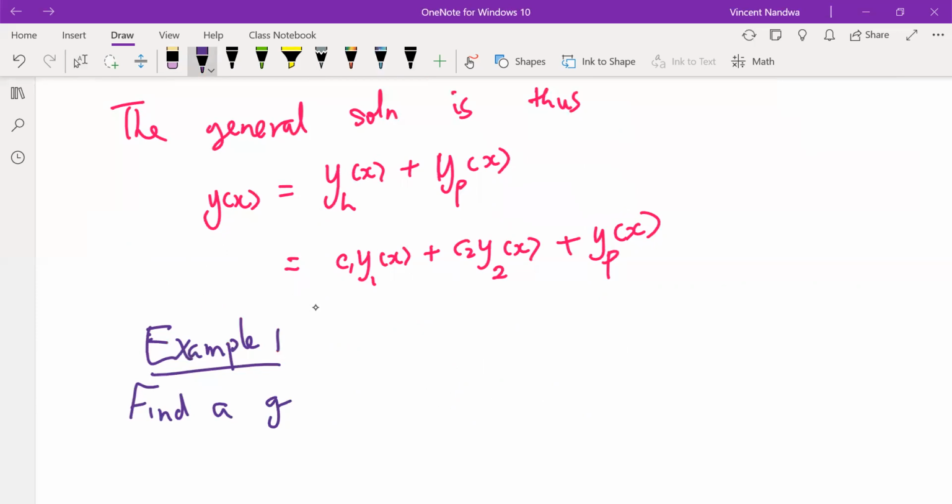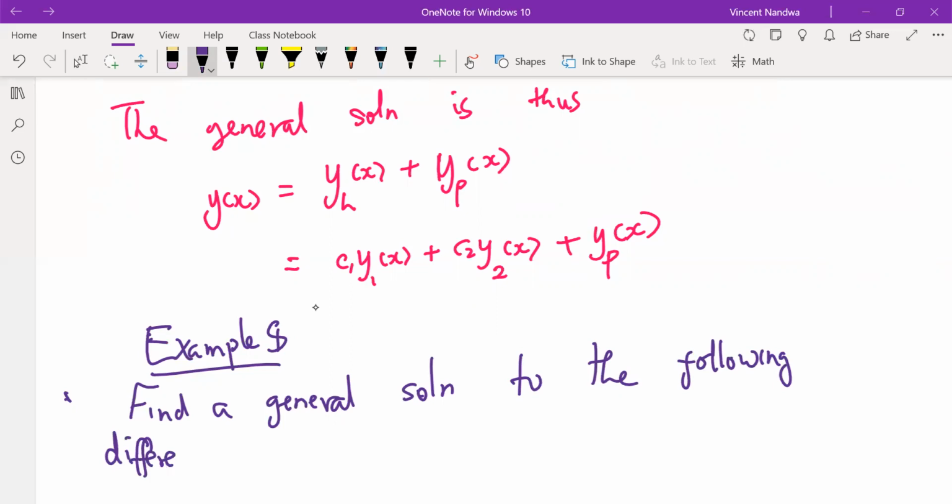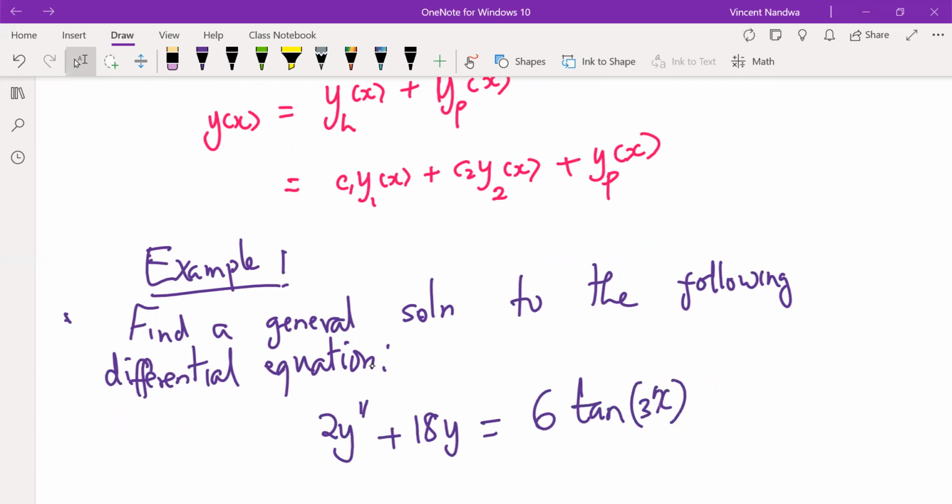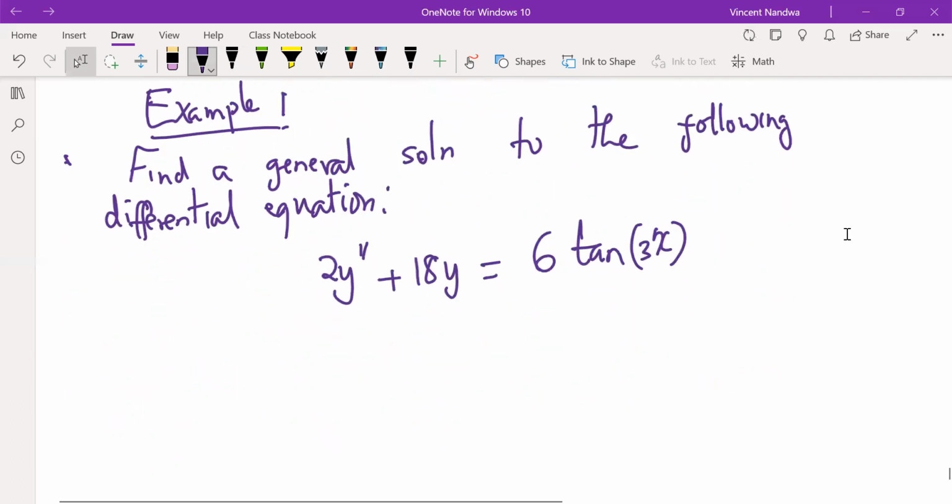Find a general solution to the following differential equations. This is example 1. So the question is 2y double prime plus 18y equals 6 tan of 3x. The first thing is to find the homogeneous solution.